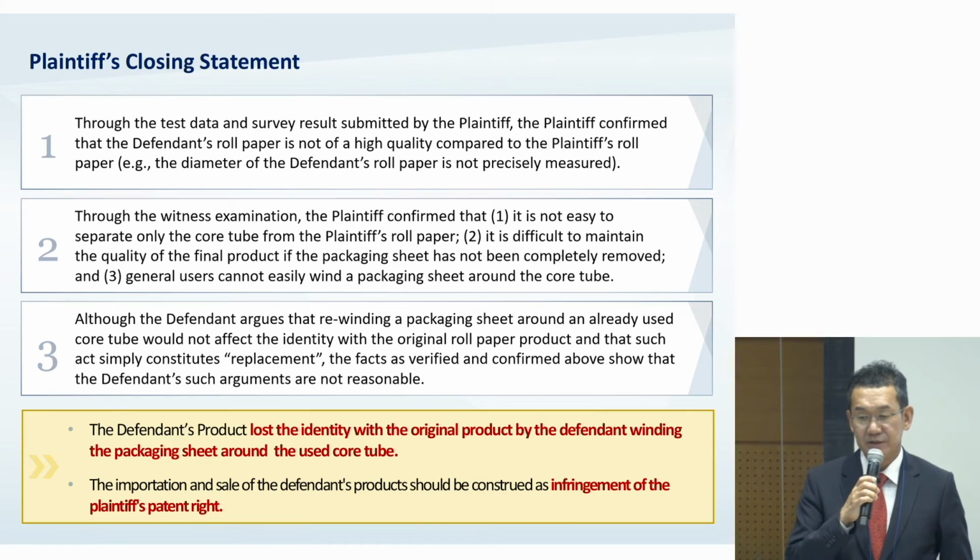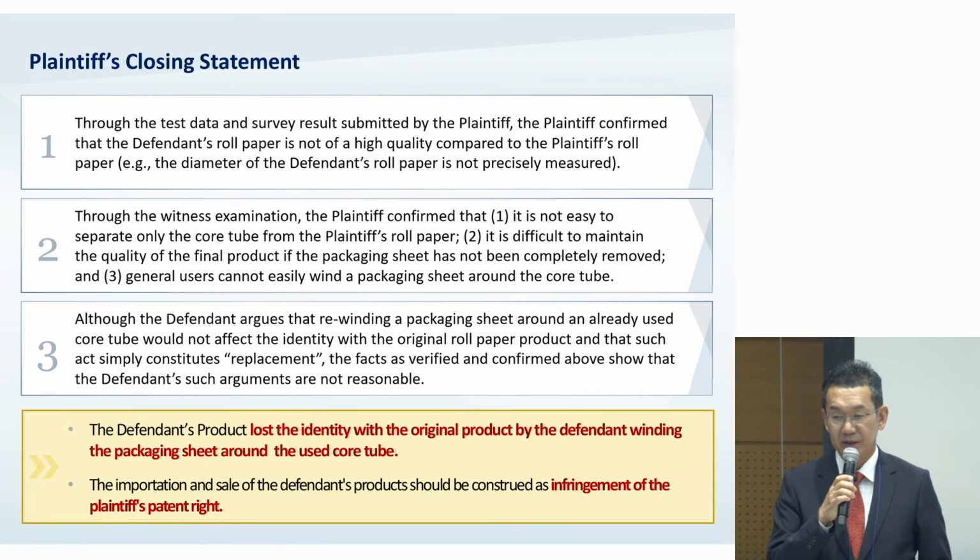Through the test data and survey, the plaintiff confirmed that the defendant's roll paper is not of high quality compared to the plaintiff's roll paper. Secondly, through the witness examination, the plaintiff confirmed that it's not easy to separate only the core tube from the plaintiff's roll paper. And it is difficult to maintain the quality of the final product of the defendant's product.